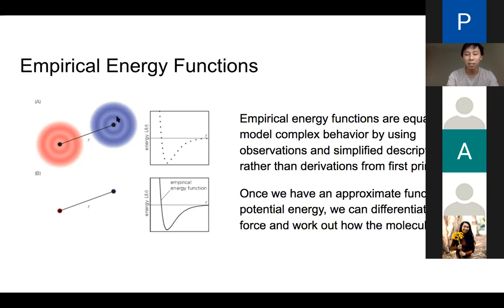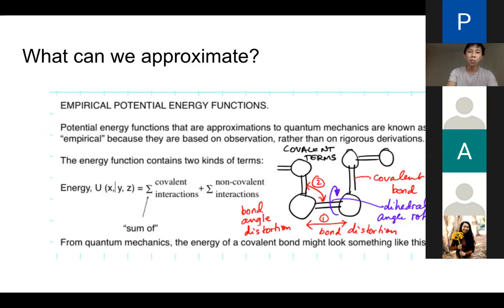So in quantum mechanics, in your book, it says that they have discrete energy levels, which is an assumption. So you can see little dots here, but then when we model it, it's continuous right here. So just long story short, empirical energy functions are just simple ways that we model behaviors rather than deriving them from more fundamental and more complicated equations. So what kind of things can we approximate with empirical energy functions?